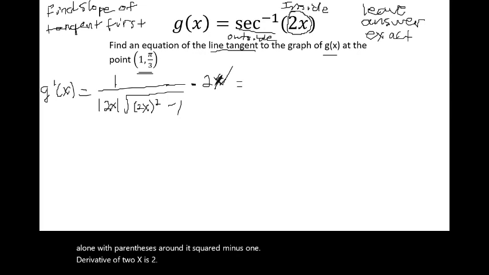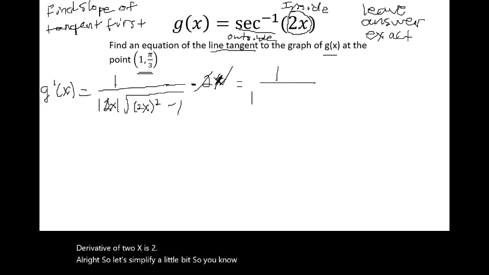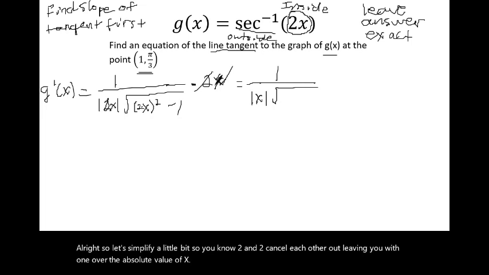All right, so let's simplify a little bit. So, 2 and 2 can cancel each other out, leaving you with 1 over the absolute value of x times, and I'm going to go ahead and simplify this 2x squared by squaring both parts of that product. So 2 squared is 4, x squared minus 1.